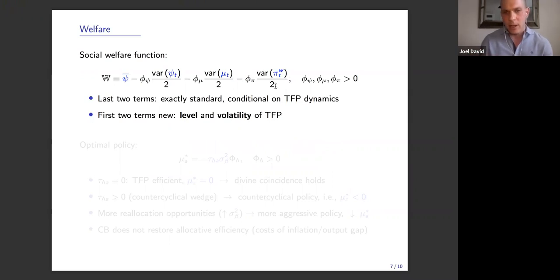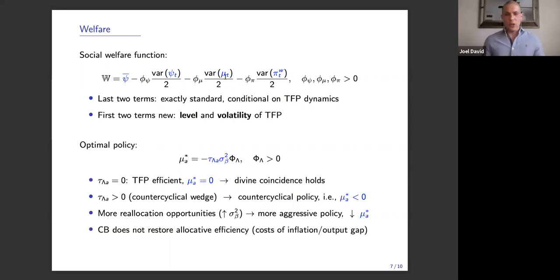The last two terms are exactly standard. This is the volatility of inflation. This is the volatility of the output gap. The first two terms are what are new. This is the level of TFP, and this is the volatility of TFP. I should clarify, these terms are always there in the New Keynesian model. It's just that we typically think the first two are exogenous, and so we can discard them when we think about policy. Whereas in our framework, they're of course endogenous and all depend on the choices of the central bank, which are inside of mu t.